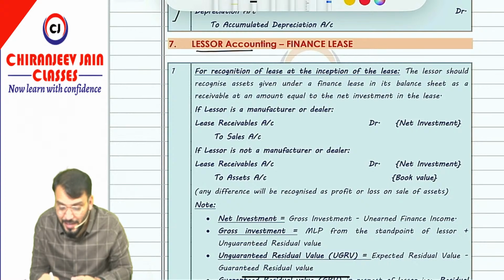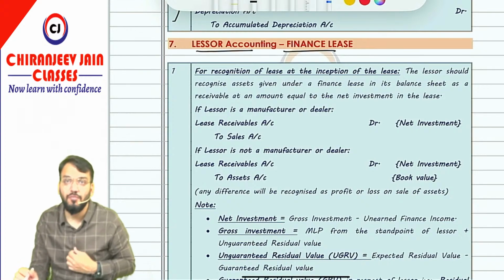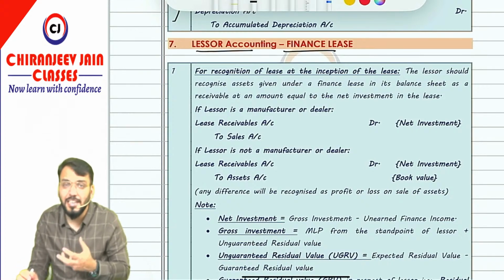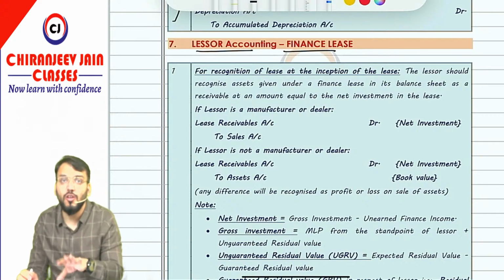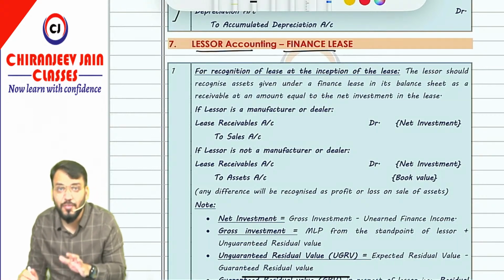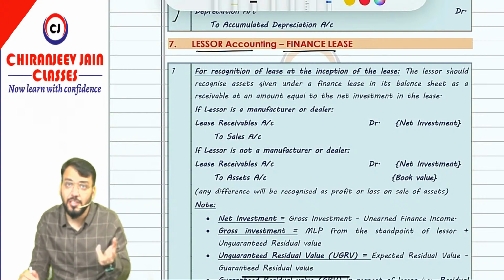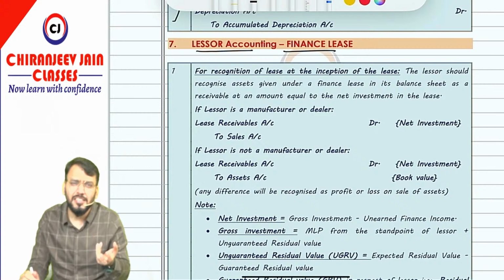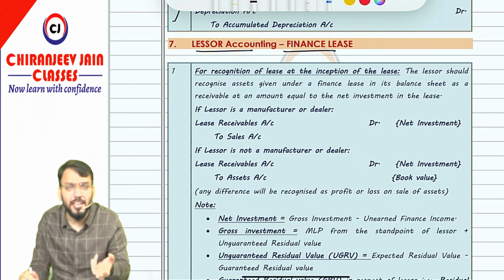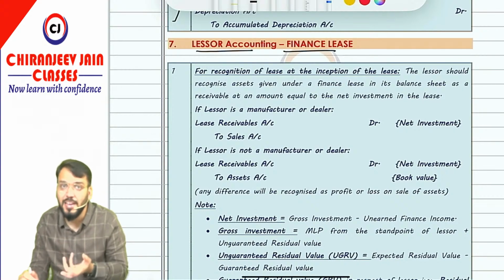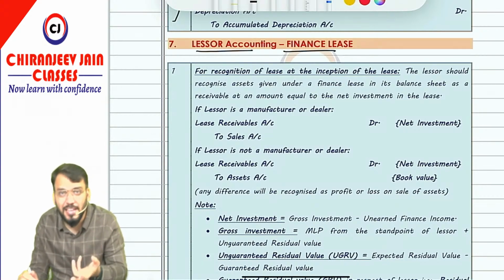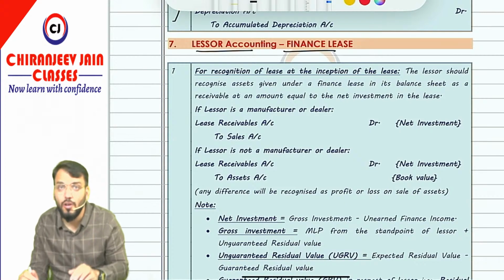Now coming to lessor accounting, finance lease. Now as per AS 19, the lessor can be either a manufacturer or non-manufacturer. When I say non-manufacturer, it means he may be acting like a financer. If he is a manufacturer, then he is nothing but selling his inventory, so we will recognize the revenue in the books of the manufacturer. But if he is not a manufacturer, then it will be just like a sale of an asset, and we need to recognize gain or loss on sale of asset.